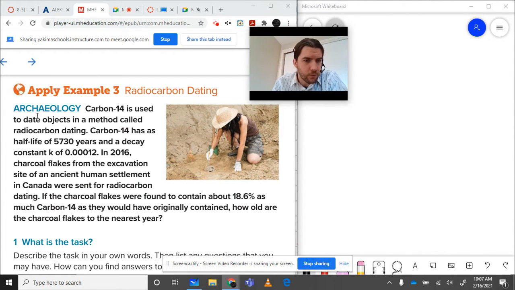So carbon-14 is used to date objects in a method called radiocarbon dating. Carbon-14 has a half-life of 5,730 years. So after 5,730 years, if you have 10 grams of it, then you'll have 5 grams by that point. In the next 5,730 years, you'll go down to 2.5 grams. So you'll constantly just cut it in half every 5,730 years.